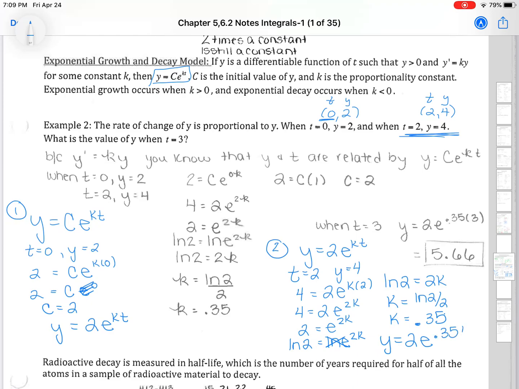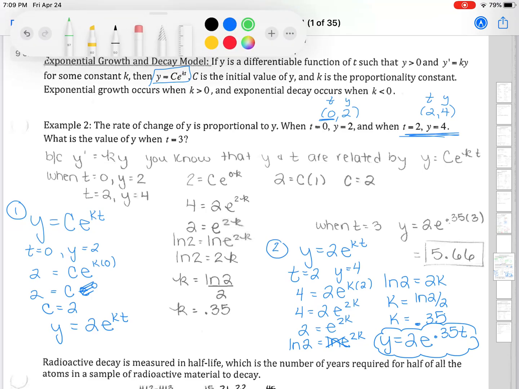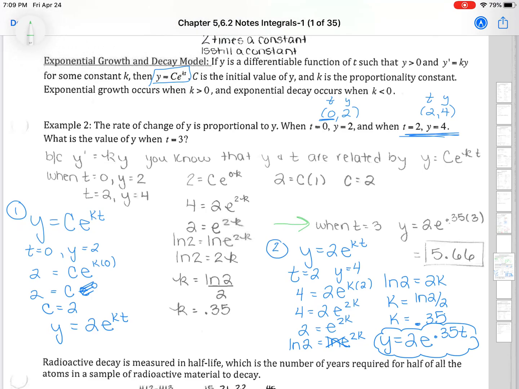So that means if that value is positive, this is an exponential growth situation. Now we're going to sub in what we know. So we have y equals 2e to the 0.35t, where our c, or initial value, is 2 and k is 0.35. This would be the formula we would now use for everything. So now the final part is what's being asked. When t is equal to 3, what's your y value?